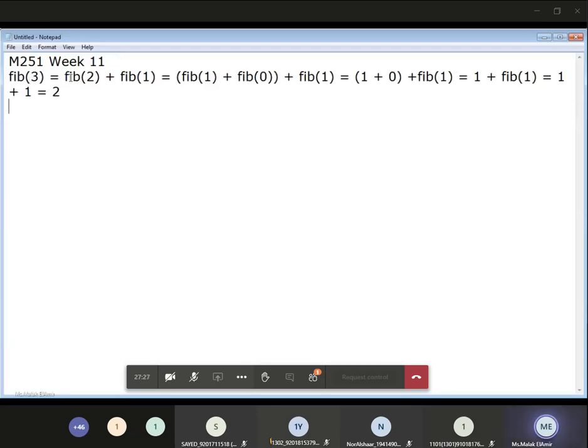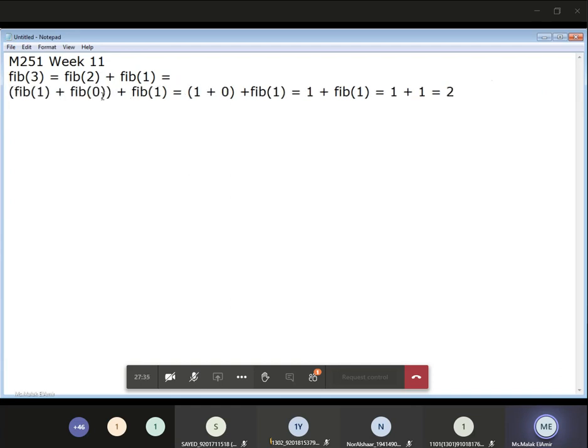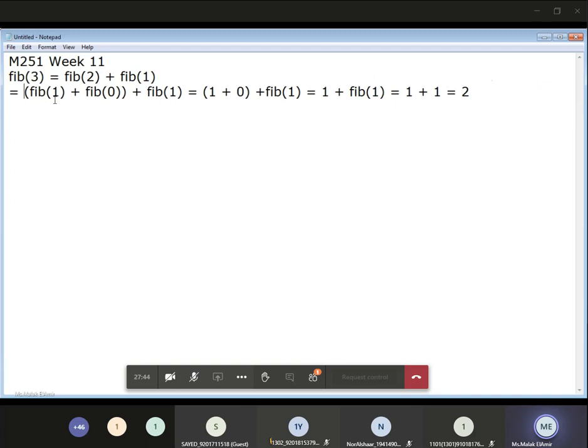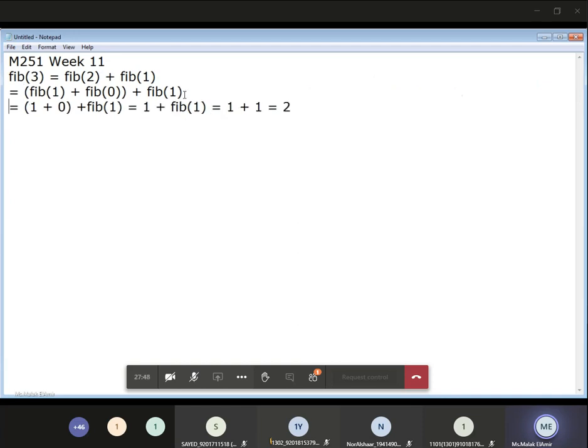Fibonacci of 3 will be the Fibonacci of the last 2, so Fibonacci of 1 and 2. Okay? Fibonacci of 1 returns what? And Fibonacci of 2 returns what? Fibonacci of 2 is equal to Fibonacci of 1 and 0. And Fibonacci of 1 returns what? 1. So Fibonacci of 3, like this.